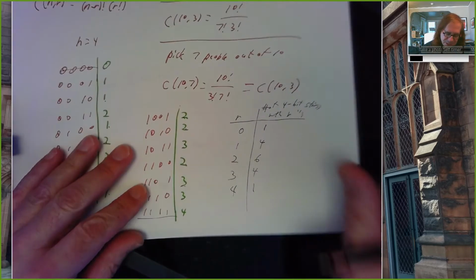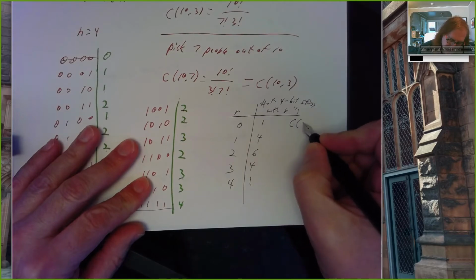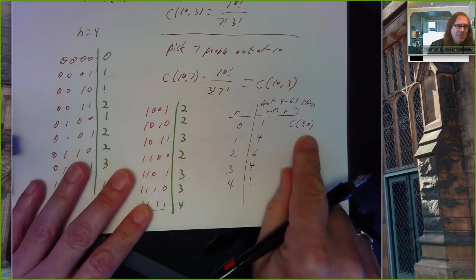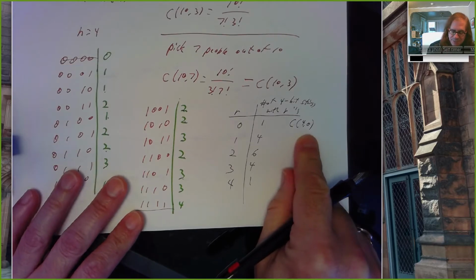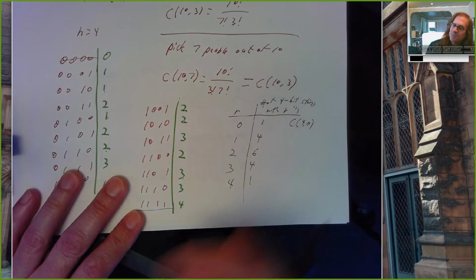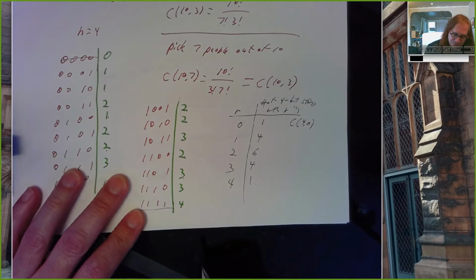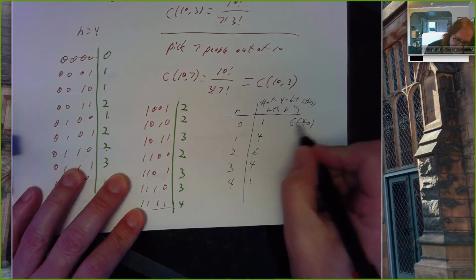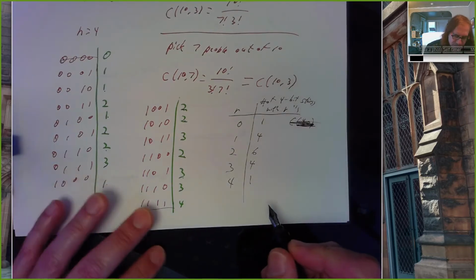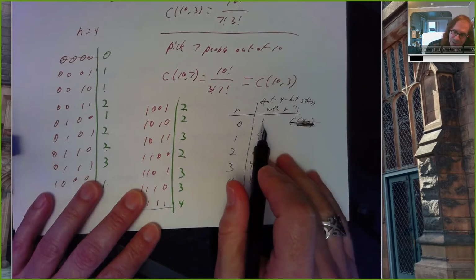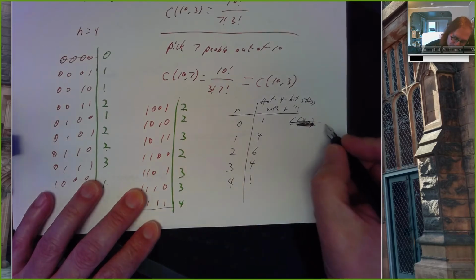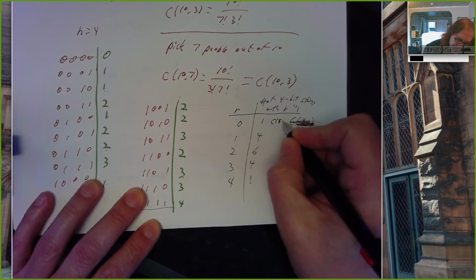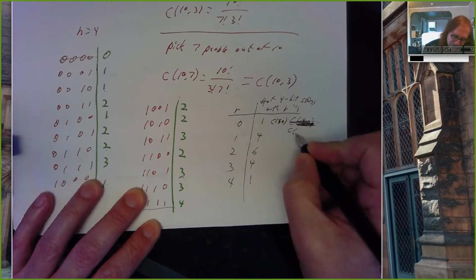So back on our 4-bit example, this was the number of ways to choose a 4-bit string with 0 ones. If I choose a string with 0 ones, I'm choosing a string with 4 zeros. So this is choose 4 comma 0. It should also be the same as choose 4 comma 4.